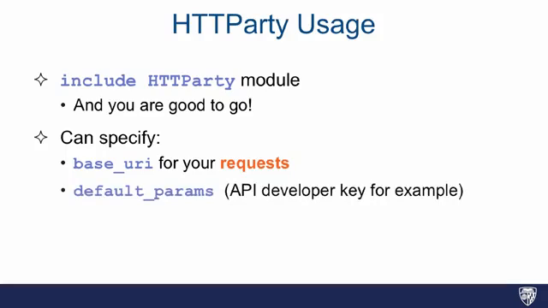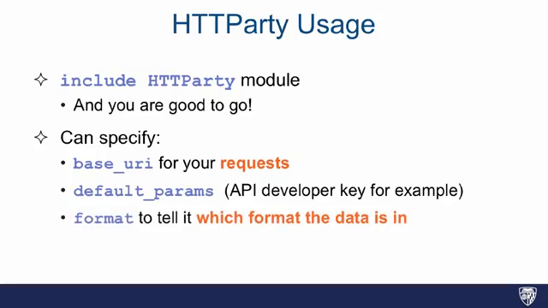You could specify default params. So, for example, let's say in your class you're going to have many different types of requests, but all of them are going to have an API developer key, for example, if that's what the web service provider requires you to put in. So you could just specify that as a default parameter that applies to all of your requests. And then you should also specify the format to tell which format the data is coming in.